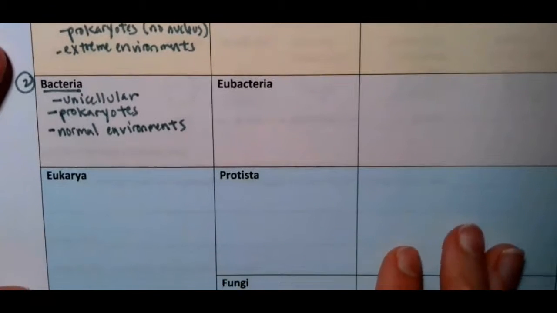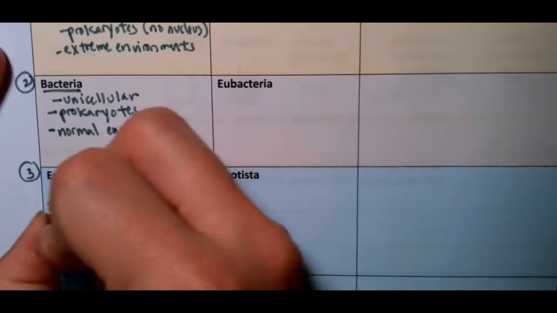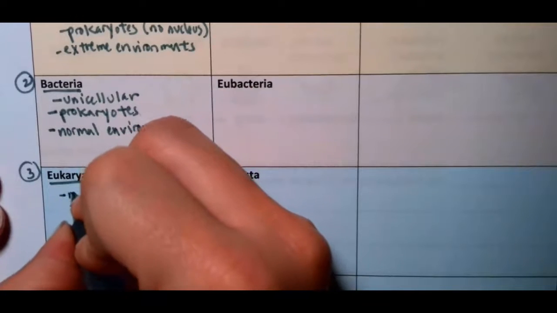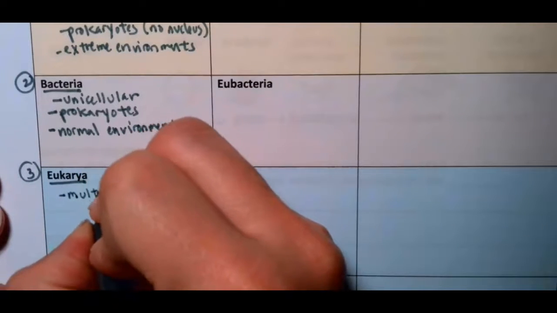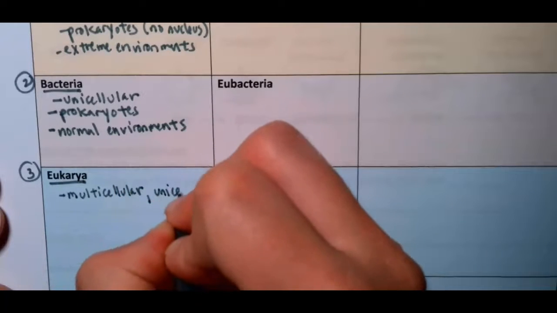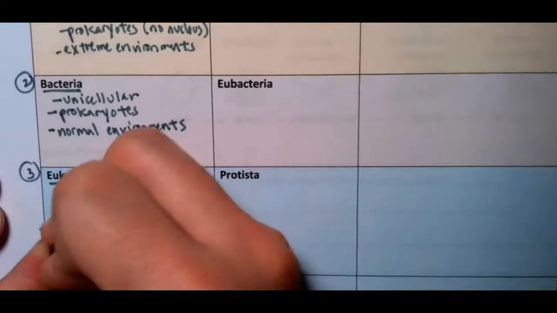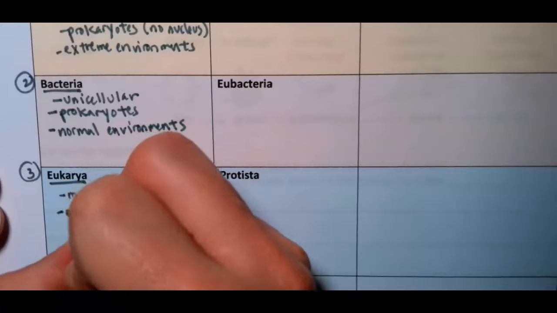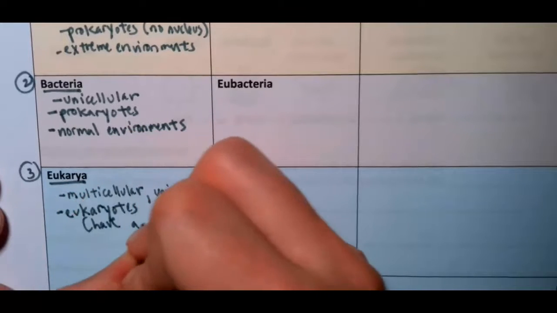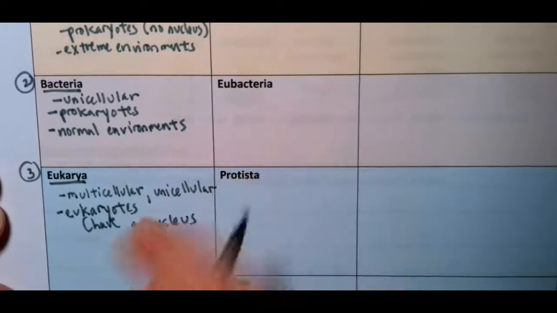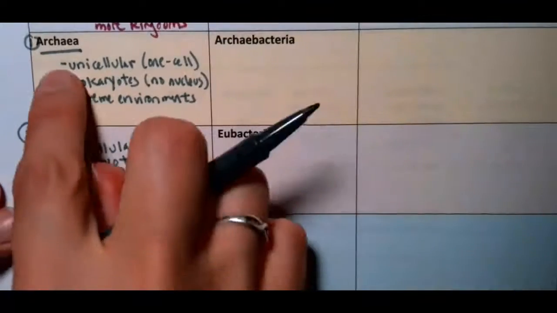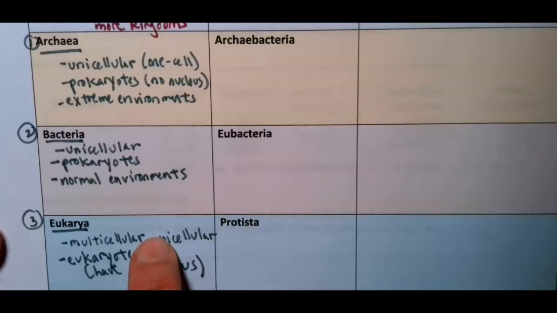The third domain is the eukaryote domain. Eukaryotes are multicellular and sometimes unicellular, so they can be both. And they are eukaryotes, which means they have a nucleus. So this is the biggest group, domains. We have three domains, the archaea, the bacteria, and the eukarya.